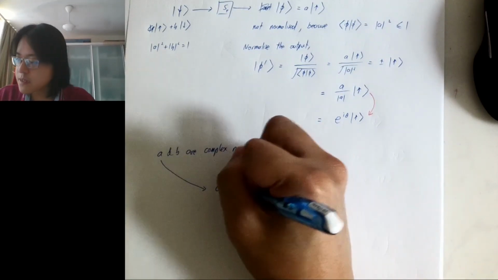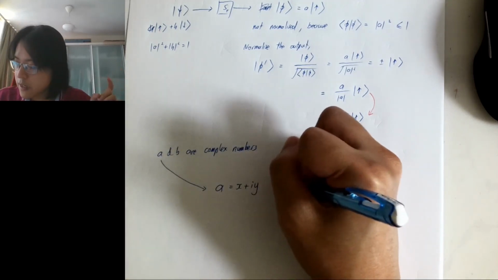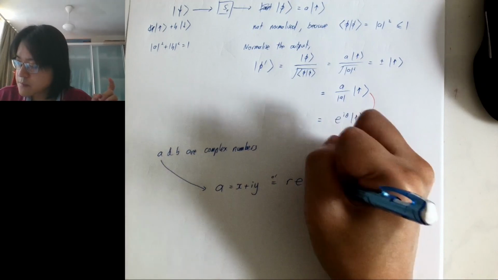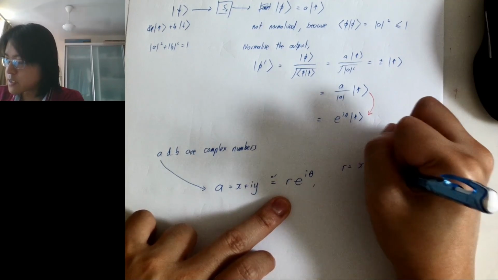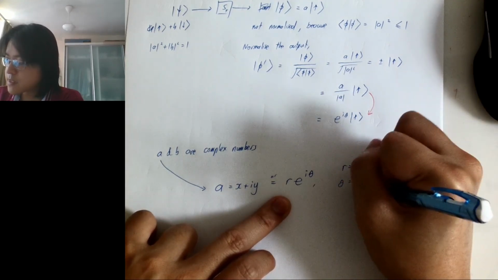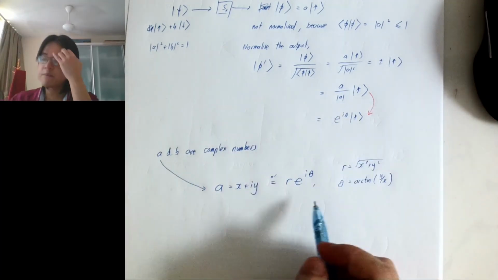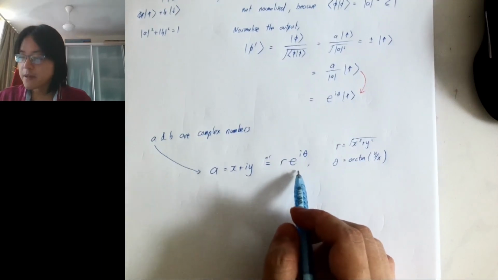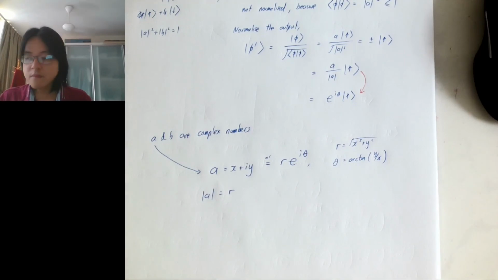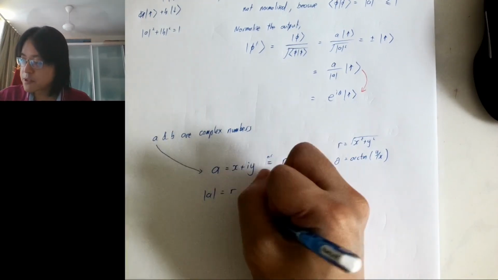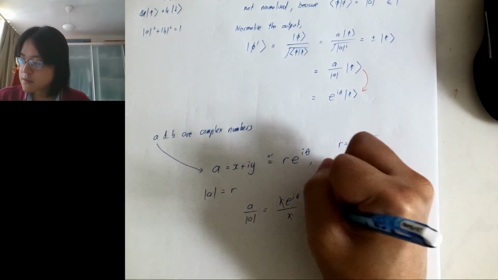A complex number, you can either write it in this form, remember lecture 1, or I can write it in this form. In this case, R is the square root of x squared plus y squared, and theta is the inverse tangent of y over x. So if I take modulus A, I just get R. Therefore, A divided by modulus A is R e^(iθ) divided by R, so it's e^(iθ).